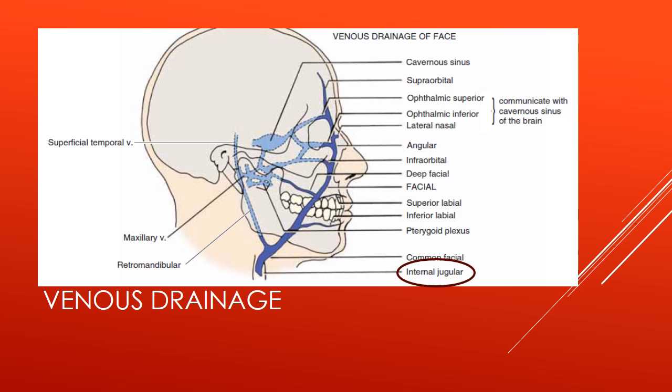Blood from the tongue drains through the lingual veins that also empty into the internal jugular vein. Once blood reaches the internal jugular vein, it passes into the brachiocephalic vein to the superior vena cava and then through the heart and lungs to become oxygenated.